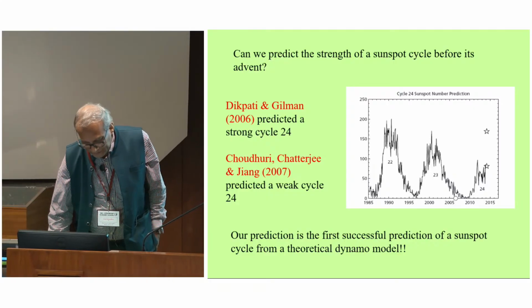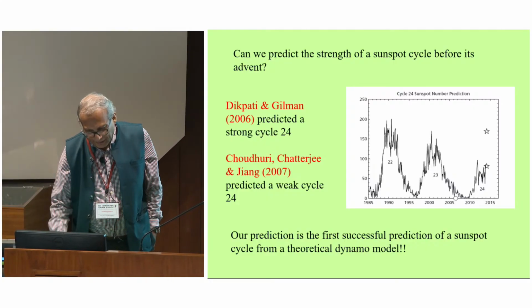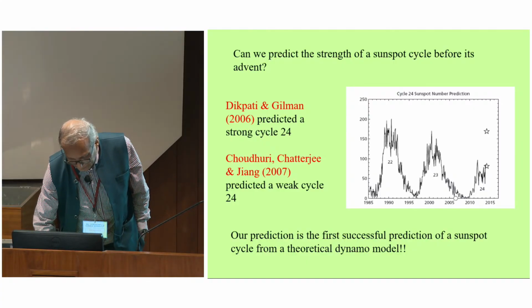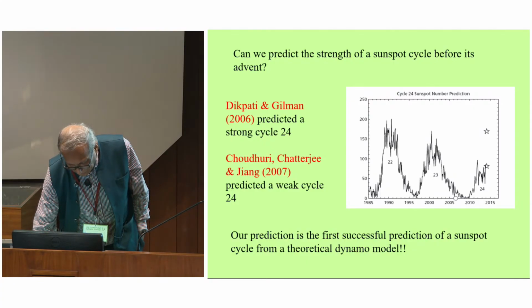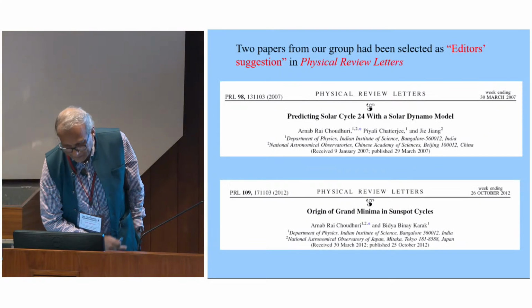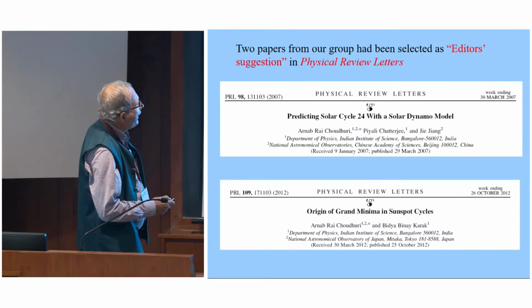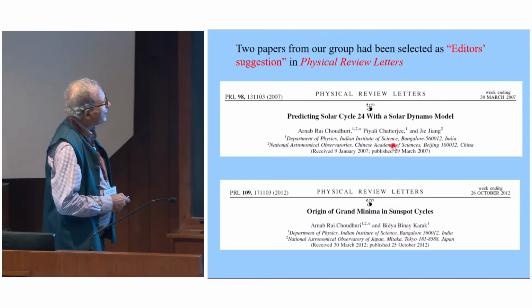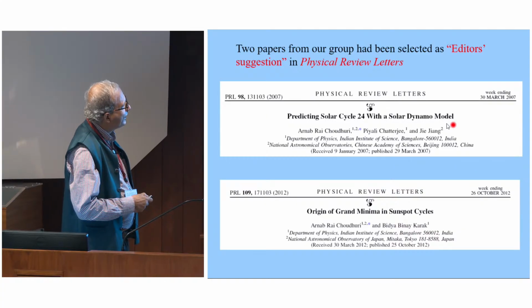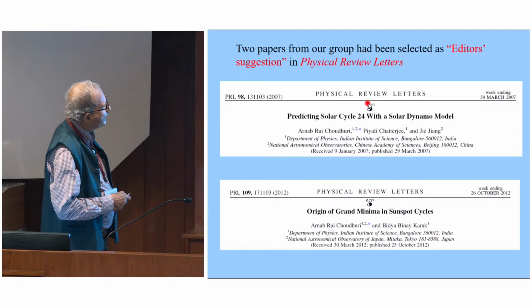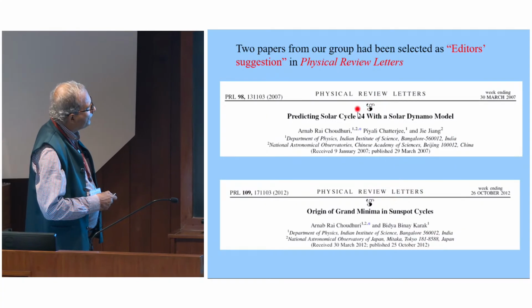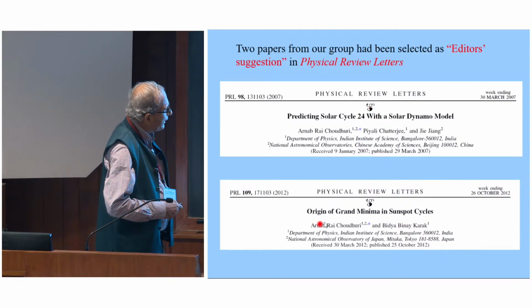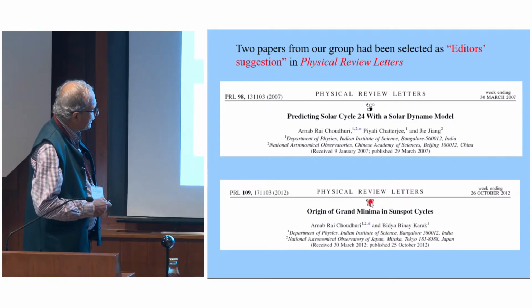So in the history of the subject, this was the first time that an almost successful theoretical prediction could be made of a sunspot cycle from a theoretical dynamo model. And I may mention that our paper was selected as editor's suggestion in Physical Review Letters, which is a very great honor for a physics paper. So it is this symbol which indicates editor's suggestion. And a few years later, another paper from our group also had this honor.